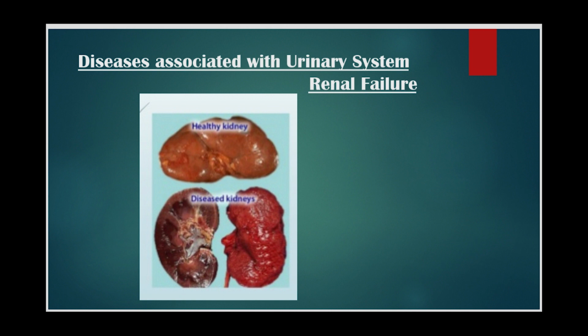Now we are going to learn about some diseases associated with the urinary system. Renal failure. Kidney failure is the last stage of chronic kidney disease. When your kidneys fail, it means they have stopped working well enough for you to survive without dialysis or a kidney transplant. Infections by microorganisms, heavy metals like mercury and arsenic, various medicine and carbon tetrachloride cause renal failure.